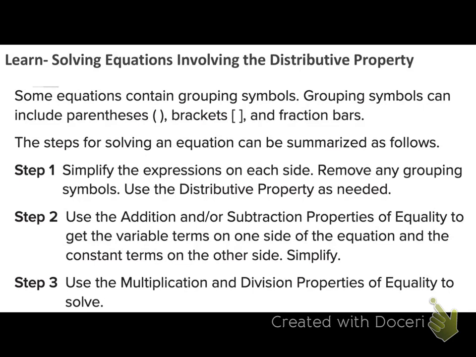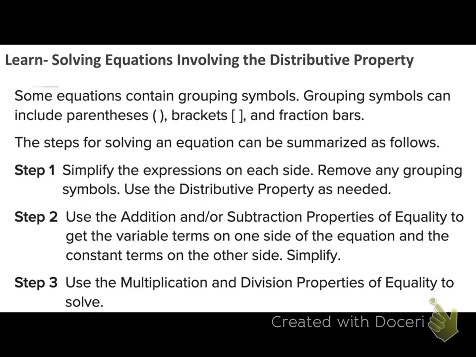Step 2, after we've simplified both sides of the equation, we're going to use the addition and/or subtraction properties of equality to get the variable terms on one side of the equation and the constant terms on the other side and simplify. So that's what we've been doing the past 2 examples. Got the variables to one side and my constants to the other side.